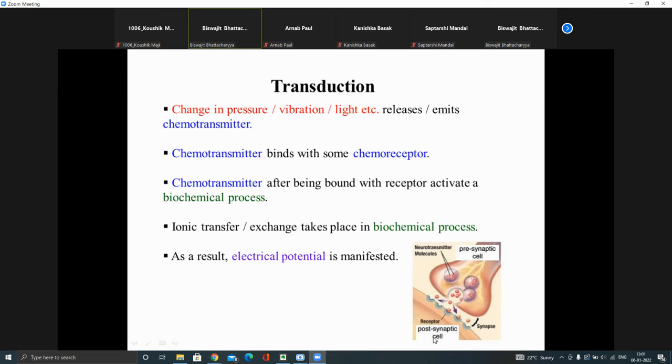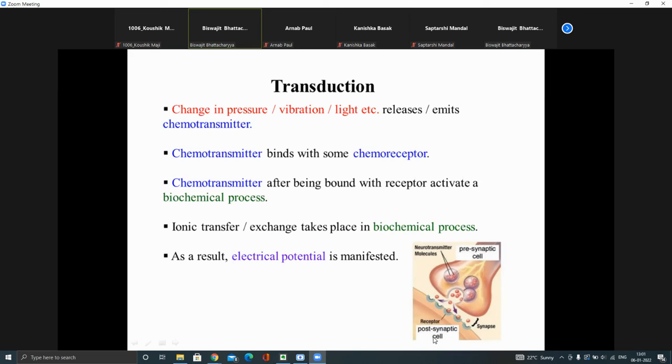After such binding takes place between a receptor and transmitter, a new biochemical process will be started, a series of chemical reactions will start working. And due to those chemical reactions, some ions will start transferring from one side of the cell membrane to the other side of the cell membrane.